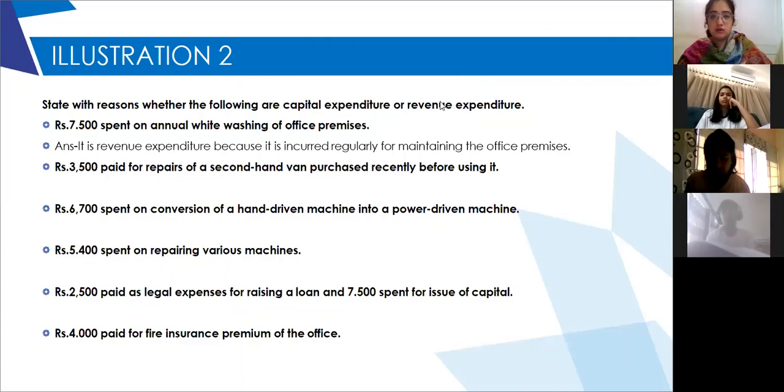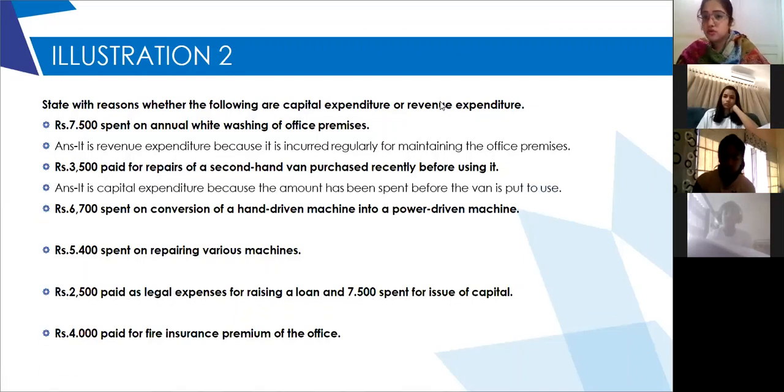Very good. Okay, Divyata: 3,500 paid for repair of a second-hand van purchased recently, before using it. It will be capital. Why? Because a second-hand van is being repaired so that it can be used for a longer period of time.